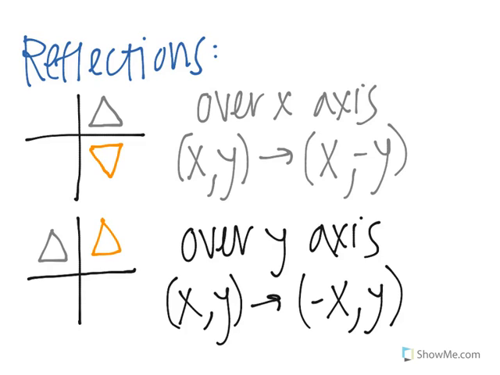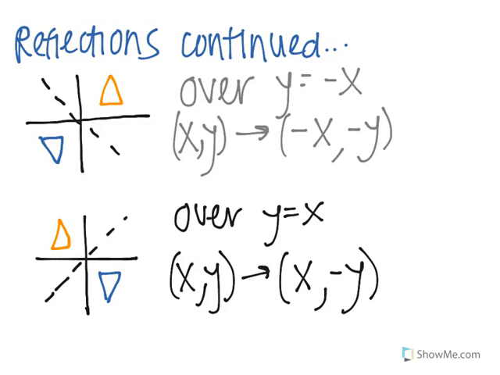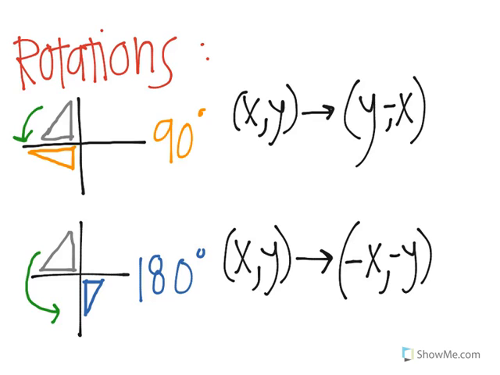If you want to reflect it over the x-axis, do (x, y) to (x, −y), and over the y-axis is (x, y) to (−x, y). If you want to do a reflection over y = −x, you do (x, y) to (−x, −y), and over y = x, you do (x, y) to (x, −y).